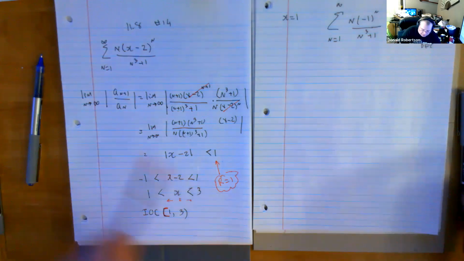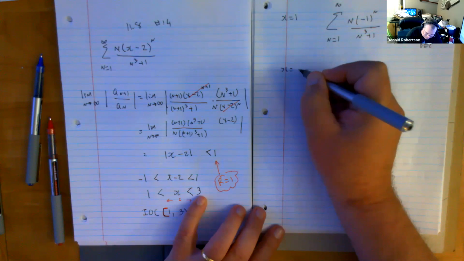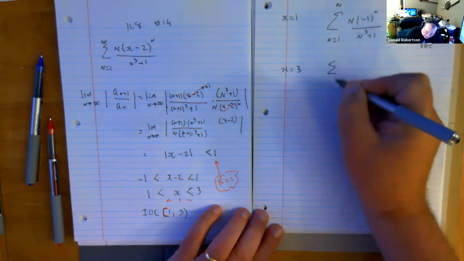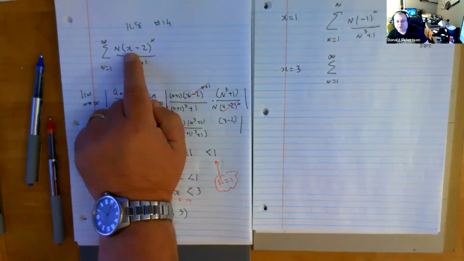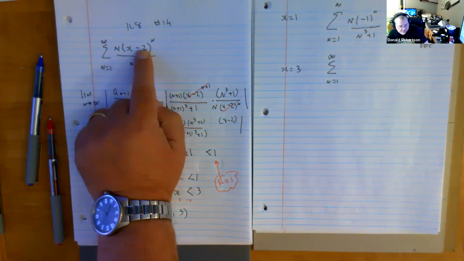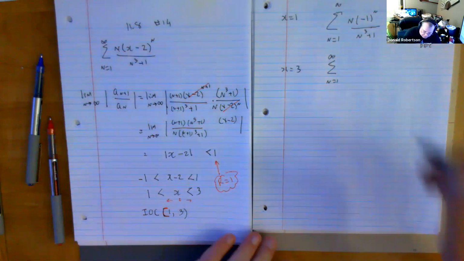Now I'm going to choose the second filler. The second filler was 3, right? And it now becomes n equals 1 to infinity. 3 take away 2 is 1, right? 3 take away 2 is 1. 1 to the power of anything is still 1. So basically, you just have this fella.